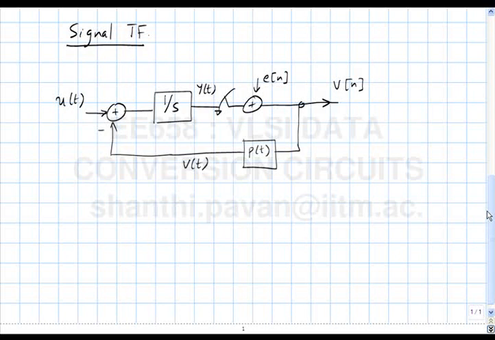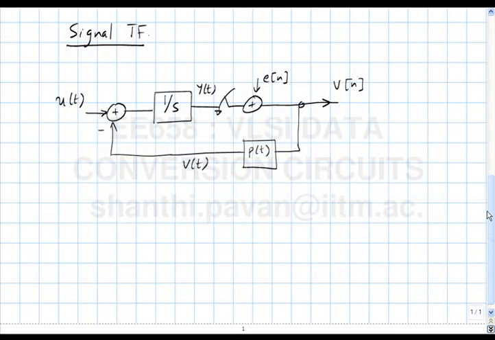Pardon? You separate it into two parts, one which operates only in the continuous time domain and one which operates only in the discrete time domain. So what do you suggest? Which are the problematic guys here? The 1 by s is problematic. So you want to get it out of this discrete time loop.